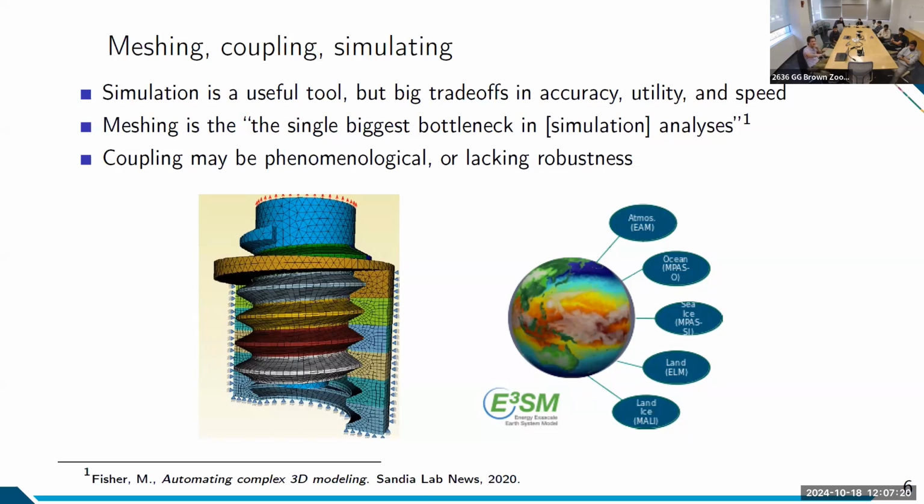You can kind of see on the left this bolt, just one bolt in an assembly, and how those contact faces meet with the surrounding sink is very complicated, and it's very difficult to ensure the quality of those meshes. And especially when you're working with different physical systems, say these climate models where you're coupling the atmosphere, the earth, ocean, and ice, a lot of these couplings can be ad hoc or phenomenological, or, in the case of contact mechanics for this bolted assembly, lacking robustness, or maybe not conserving some useful quantities like conservation of energy.